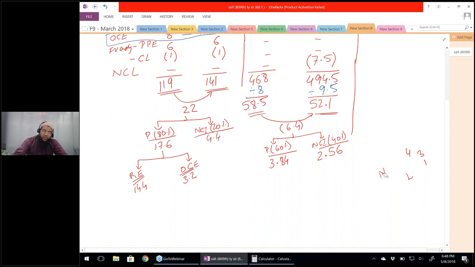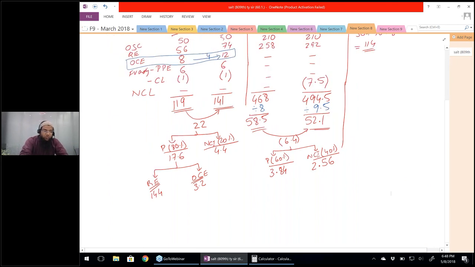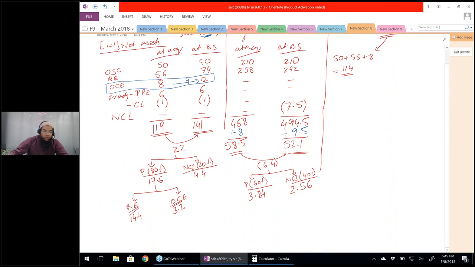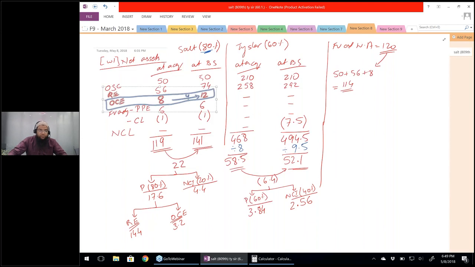Sabha wants to know the last split. Sabha, if we look at our working number 1, the OCE was increasing from 8 to 12. So the OCE has increased by 4, in which we have an 80% share. So 80% of 4 will become 3.2. So 3.2 will be taken to OCE, with the balancing figure taken to retained earnings. 17.6 minus 3.2 is 14.4, taken to retained earnings.